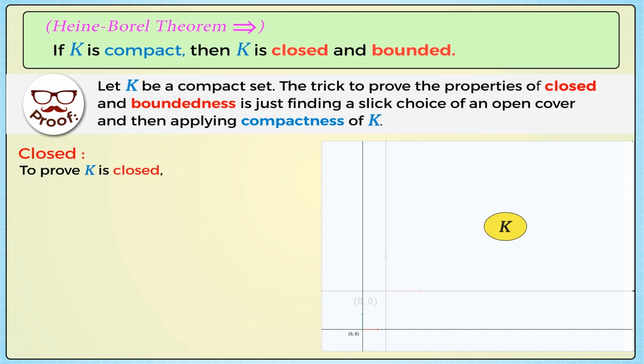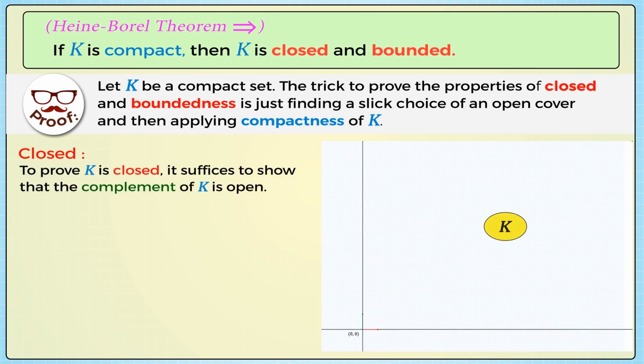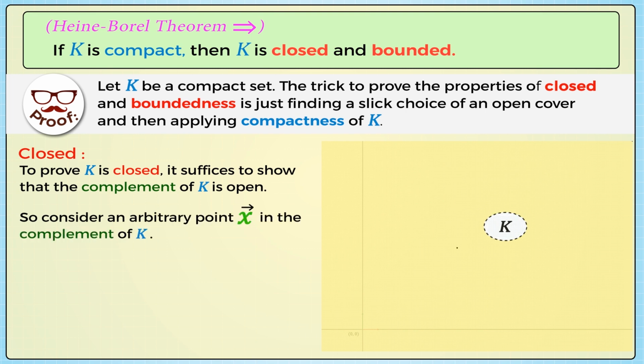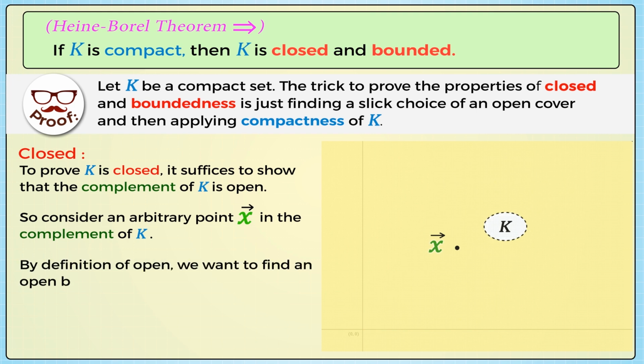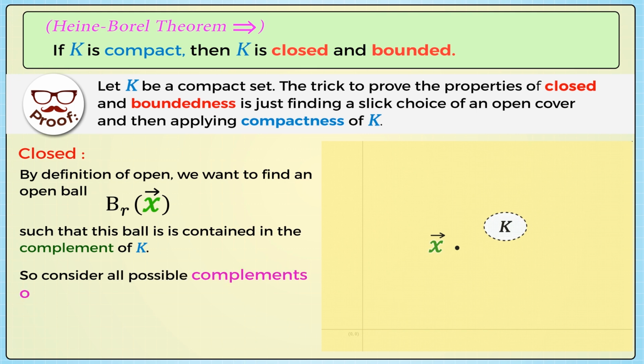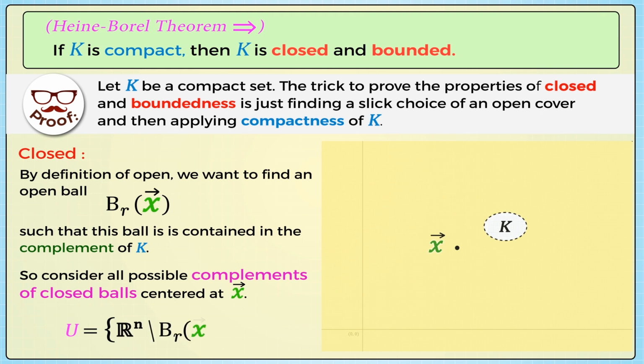Now, to prove K is closed, it suffices to show that the complement of K is open. So consider an arbitrary point x in the complement of K. By definition of open, we want to find an open bowl B_r(x) such that this bowl is contained in the complement of K. So consider all possible complements of closed bowls centered at x. U is equal to the set of R^n minus the closed B_r(x), where r is greater than 0.